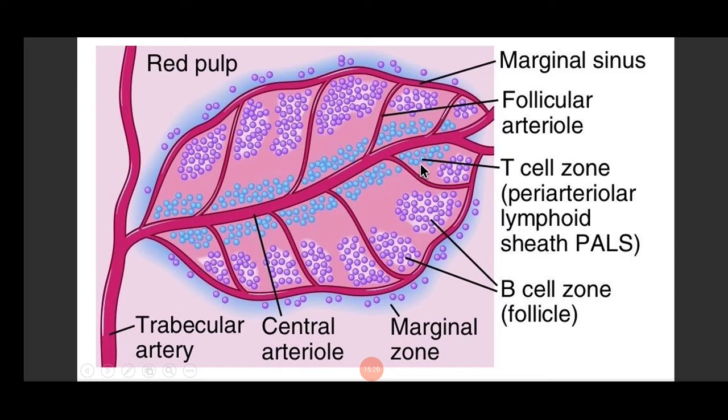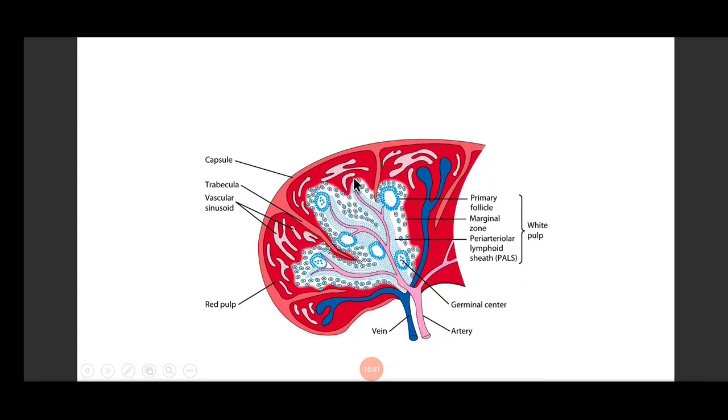If I show you the picture, this is the arteriole, a branch coming from the splenic artery, and just adjacent to this arteriole there is a T cell zone, which we call the periarteriolar lymphoid sheath or PALS, and just adjacent to that area there is the B cell zone, or follicles. This area is the white pulp of the spleen, and this is the red pulp of the spleen.